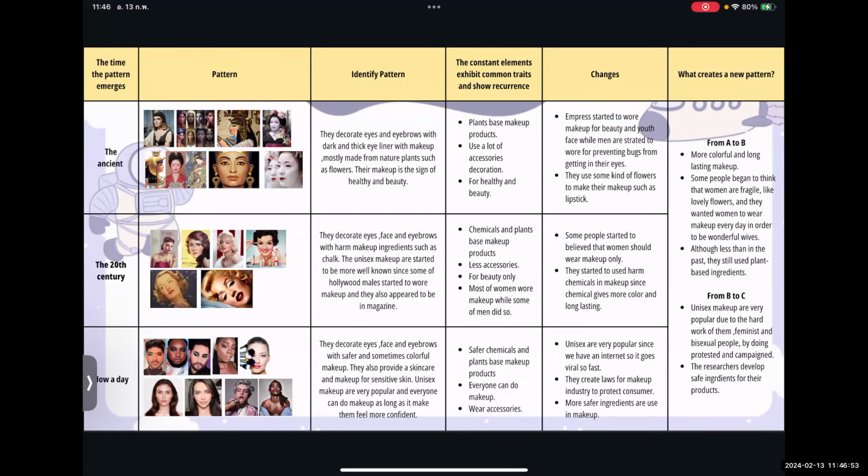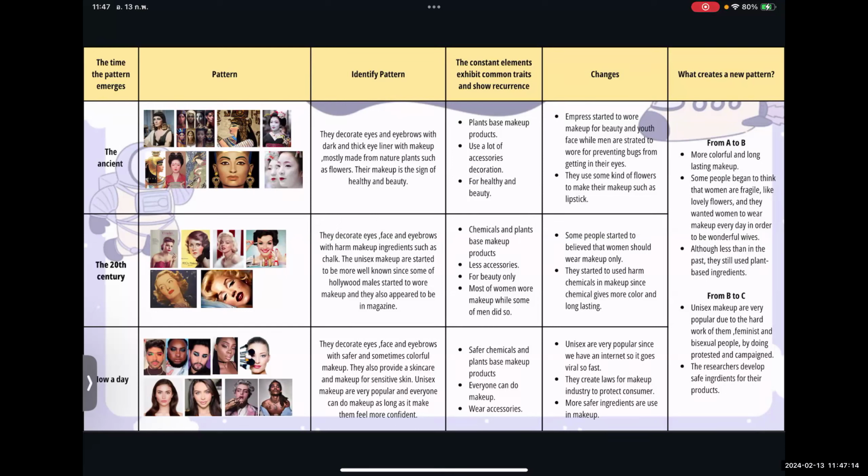And the last one is nowadays. They decorate eyes, face, and eyeballs with safer and sometimes colorful makeup. They also provide skincare and makeup for sensitive skin. In this period of time, unisex makeup is very popular, and everyone can do makeup as long as it makes them feel more confident. And in these 3 patterns, I found that they created new patterns.